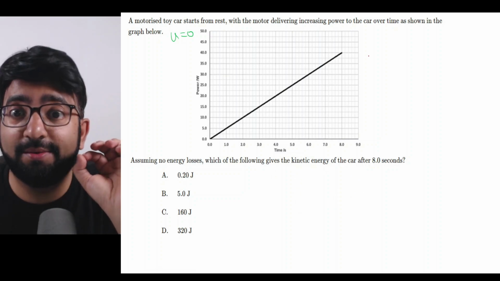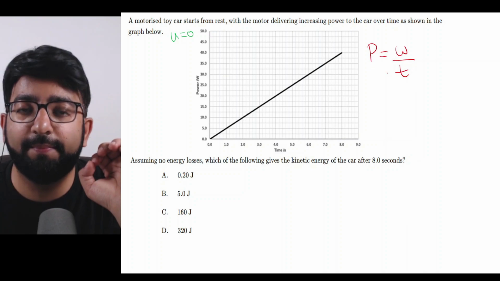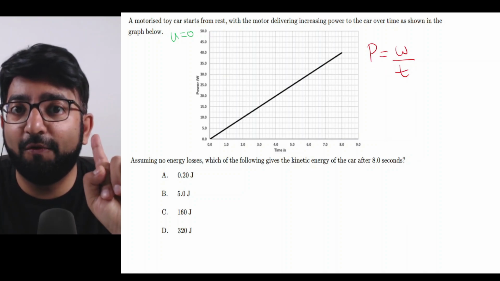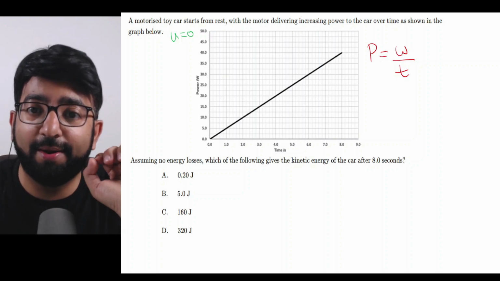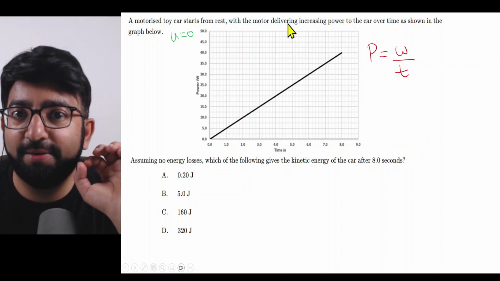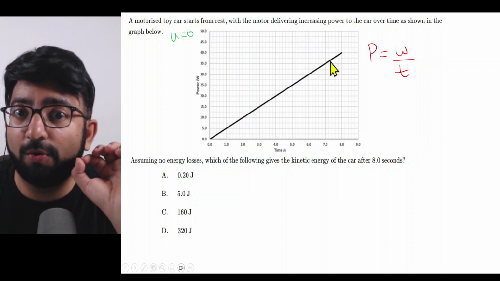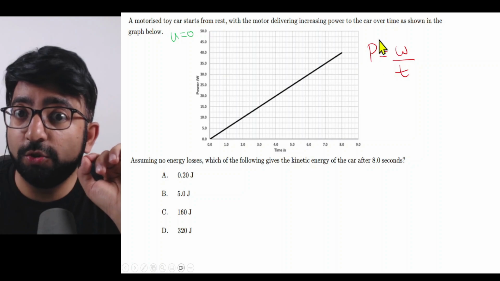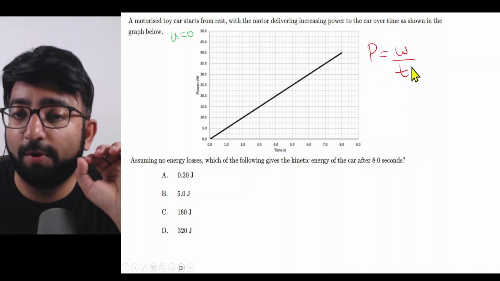Now let us start with writing the basic formula for power. Power is work done per unit time. But please remember, any formula of physics can only be applied if all the parameters involved are constant. So in this case, they have mentioned that power is increasing. Also, you can see in the graph, power is increasing at a constant rate. Now, since power is not a constant, we cannot apply this formula, the basic formula of work done by time.